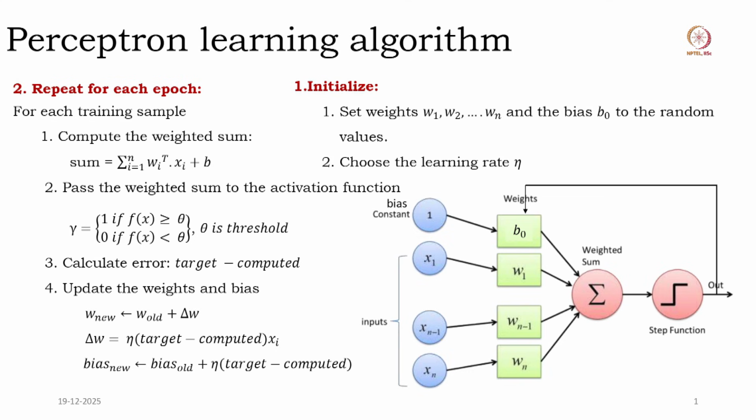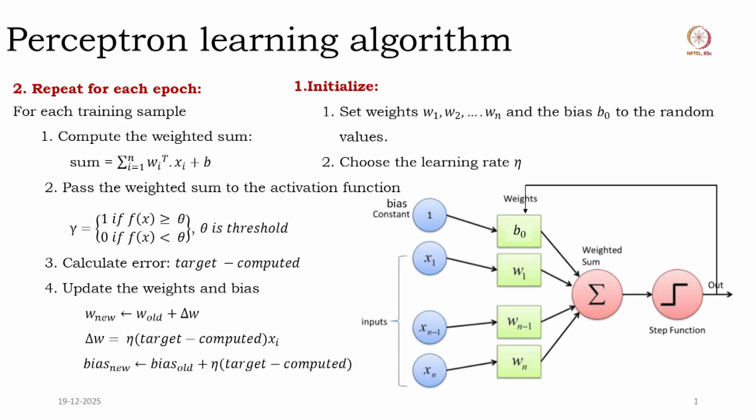What is the correct output here? The correct output is 1, but the model has predicted it as 0. So it is an incorrect prediction. How will we get to know that it is an incorrect prediction? We calculate an error. The formula used to calculate it is target minus computed. The target is the ground truth, already known to us, which is 1. Computed is what the model has predicted, 0. So the result we get is 1.